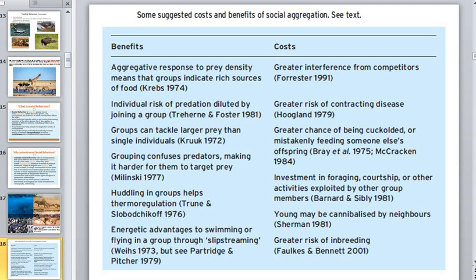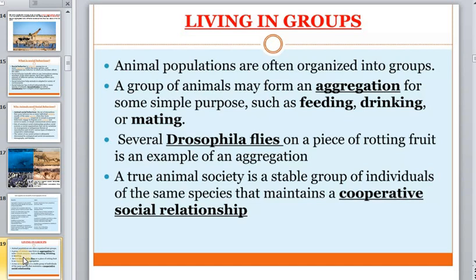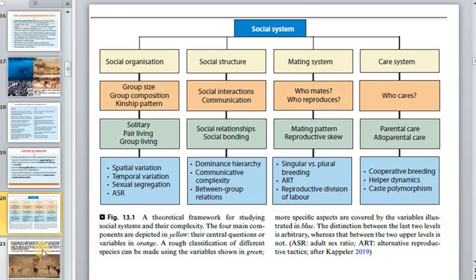Look at the table of the advantages and disadvantages of living in a group. Here we see the benefits, like advantages and costs, and of course a lot of risks, but today we'll mostly talk about benefits. Animal populations are often organized into groups. In addition to aggregation, which is built on solving some simple problems, we can find a more complex form of social behavior: cooperation. Here is a system of social behavior and social organization, and we will discuss this issue soon, of course.